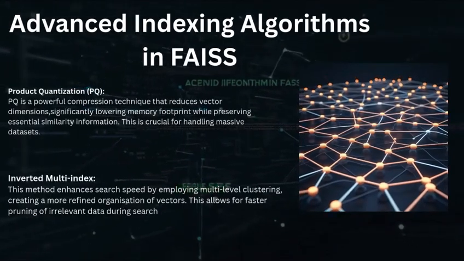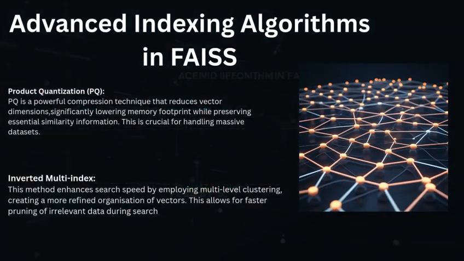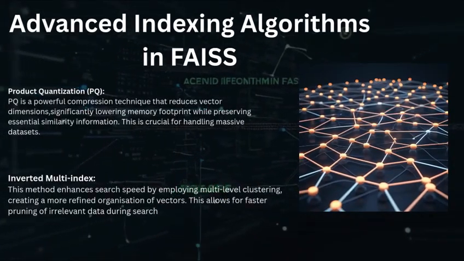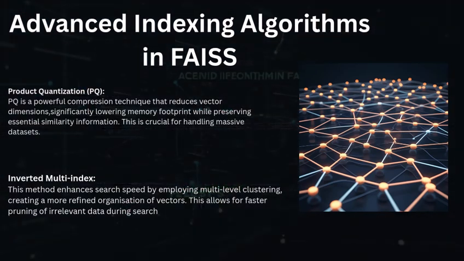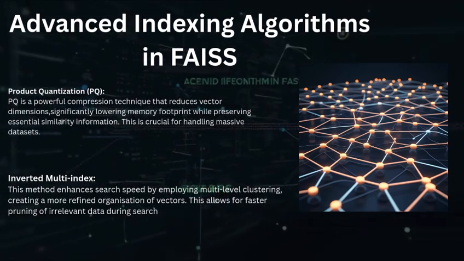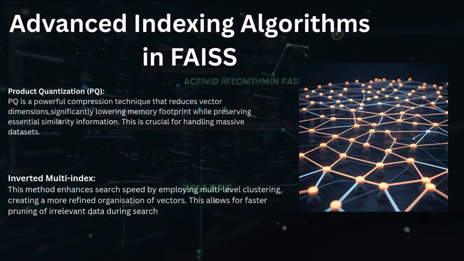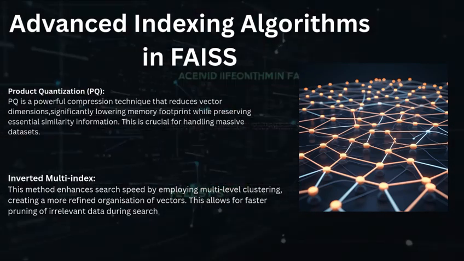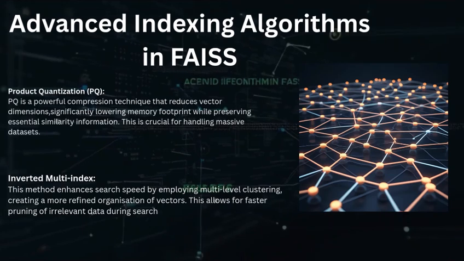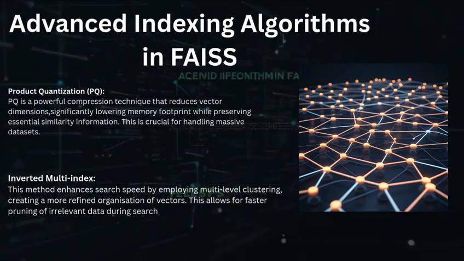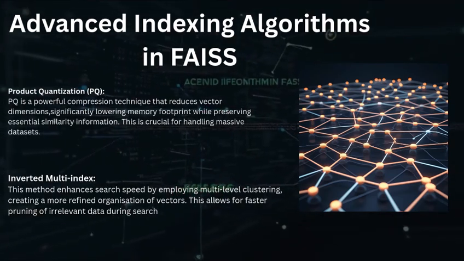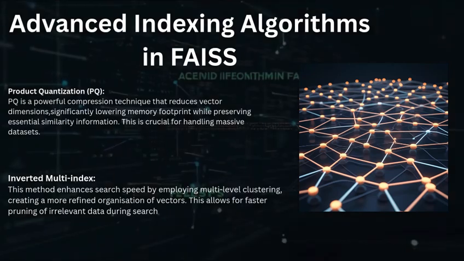To handle larger datasets, FAISS uses product quantization (PQ). Let's simplify this. Imagine you're trying to store 10,000 high-resolution photos on your phone. Instead of storing full quality, you compress them to thumbnails, saving space but still keeping enough detail to recognize them. That's what PQ does with vectors. It reduces memory usage while retaining similarity features, making large-scale searches feasible.